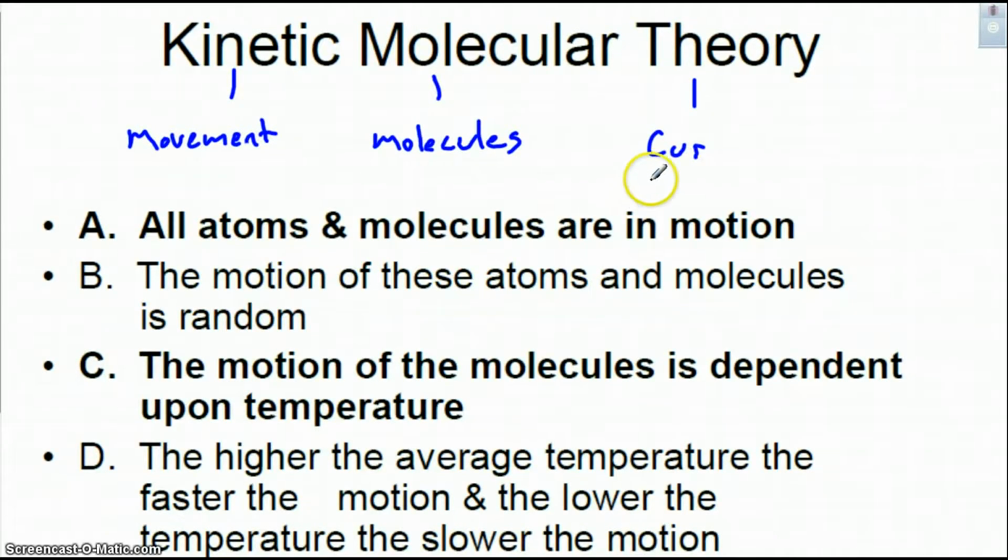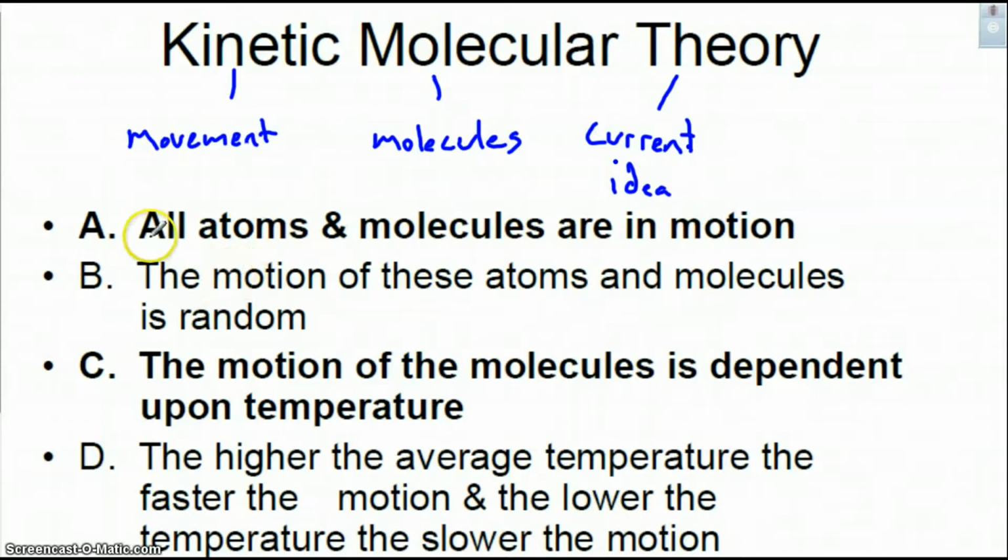Okay. So if we put this together, current idea. If we put this together, we should think the current idea about the movement of molecules. Right? So that's kinetic molecular theory.